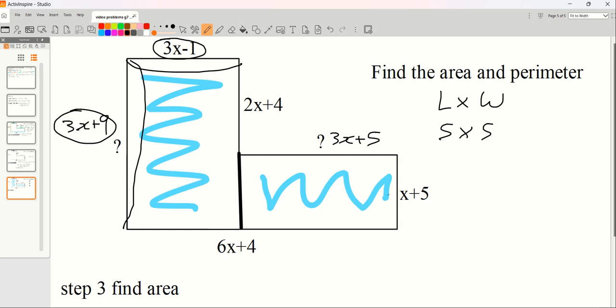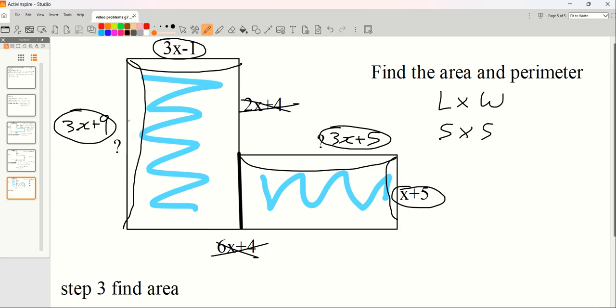For the other one, this measurement is important, so I need my x plus 5. And this measurement is important, so I need my 3x plus 5. So I use the x plus 5 and 3x plus 5. The other two measurements do not matter. Why? Because those dimensions are not being considered. When you do this, each rectangle needs two dimensions, and you would originally have 6 values. Out of those 6 values, you will only be using 4 of them. The other two do not matter, do not worry about them.